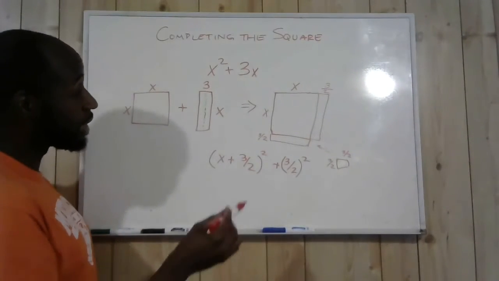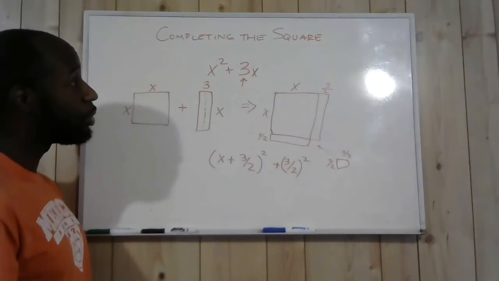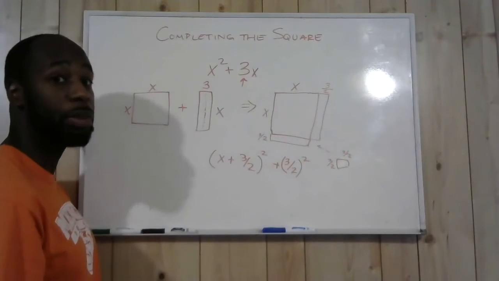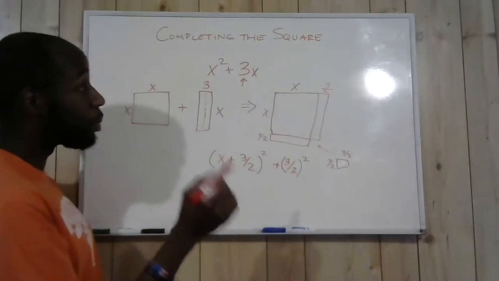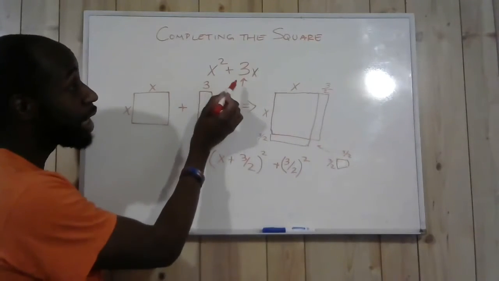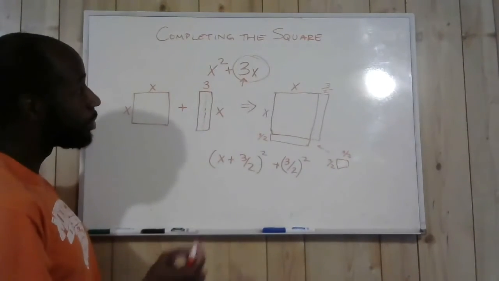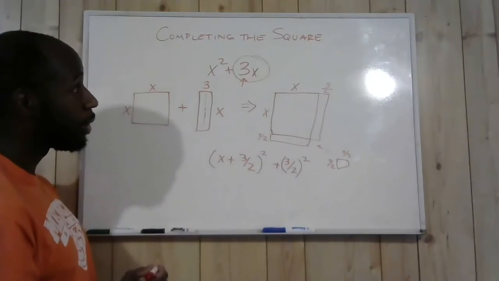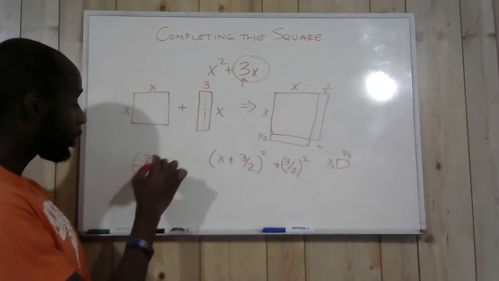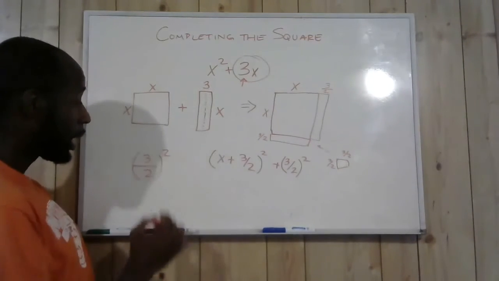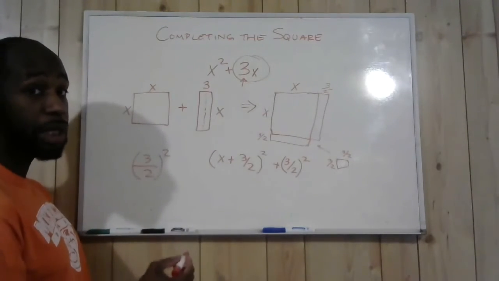So going back to this, check this out here. If somebody asks you, you have a function like this, and they ask you, how do you complete the square? Looking at this number here, 3 over 2 squared, to complete the square, you have to look at the coefficient of the x term, the term with x to the first power, divide that by 2 and square it, and that's what you add to your original function to complete the square.